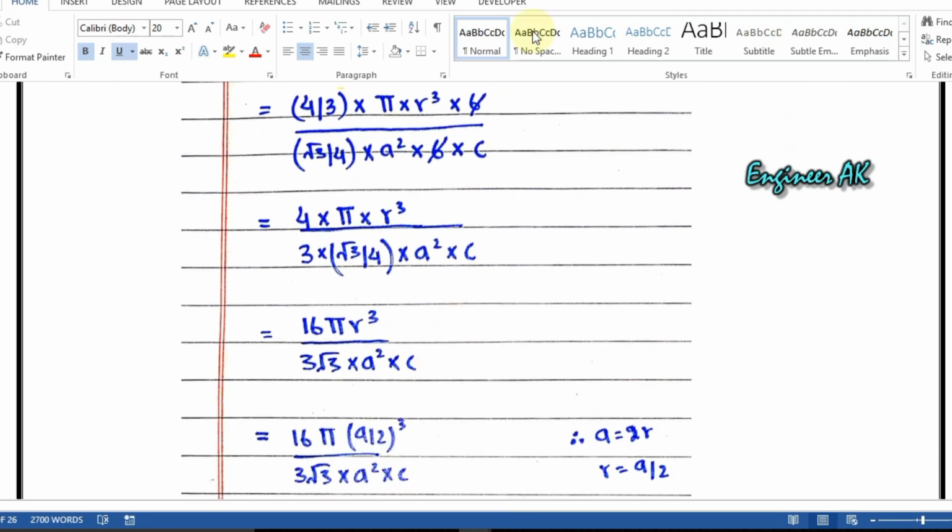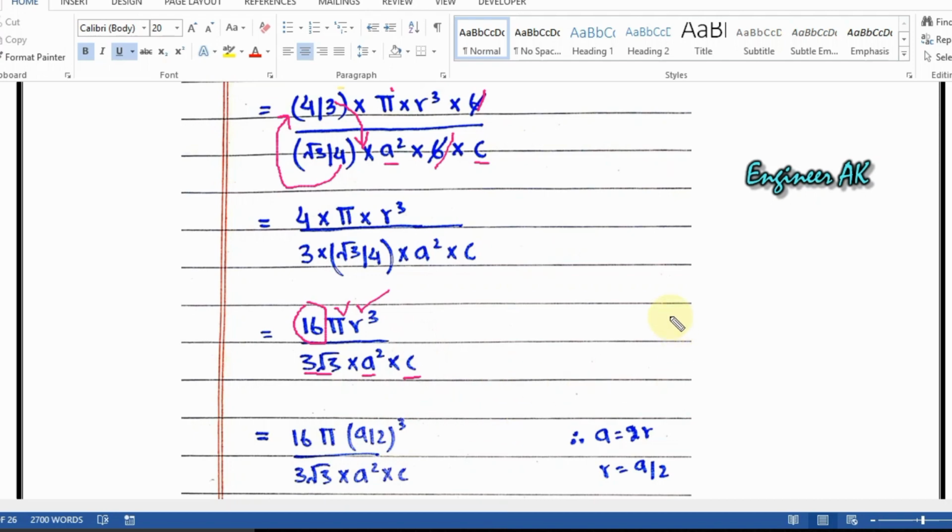Now this 6 is cancelled out with this one, right? And this 3 will come down over here and this 4 will move over here. So this 4 and this 4 will make 16, and then pi r cube. And if this 3 moves here, it will multiply with the root 3, so root 3 multiplied by 3, and here I am left with a square and C.